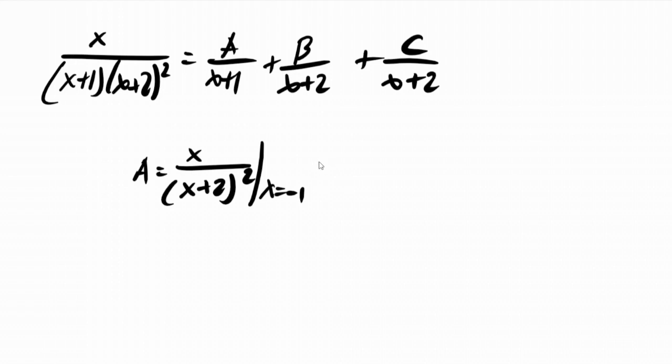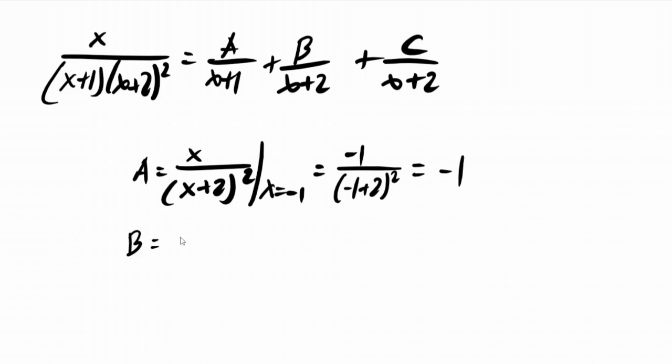If we substitute negative 1 with x, it will be negative 1 over negative 1 plus 2 squared. Simplify this, it will be equal to negative 1.